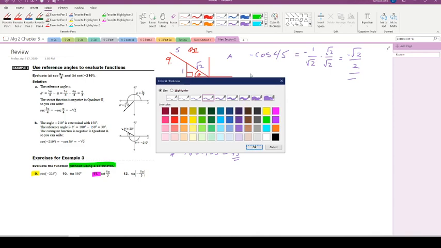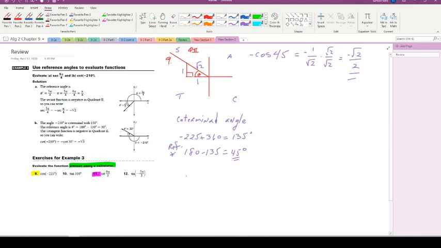Well, number 11, let's see. Let's try a different color this time. So now we're going to do 11 right here. 11, we're looking for the cotangent of 4 pi over 3. So first we need to know what is 4 pi over 3. Well, isn't that 1.3 repeating pi?